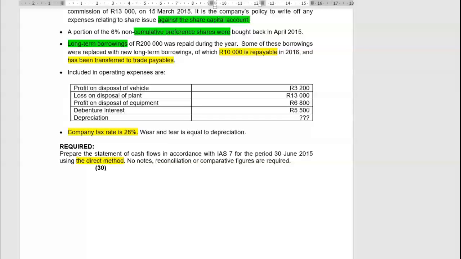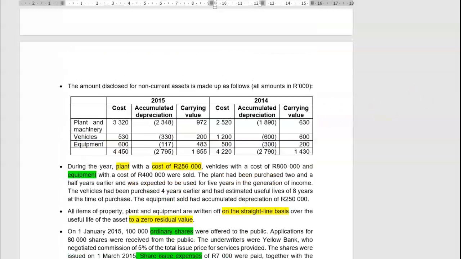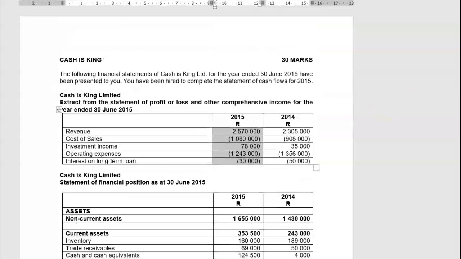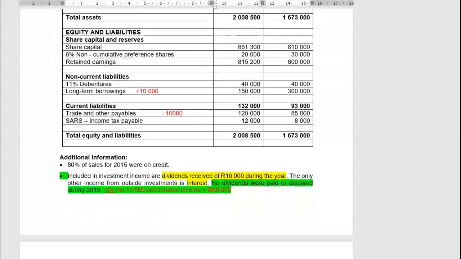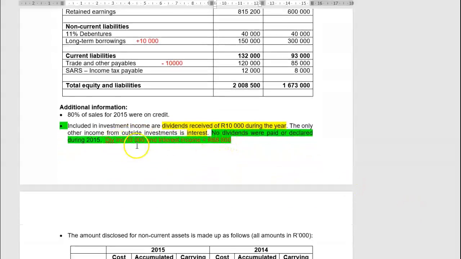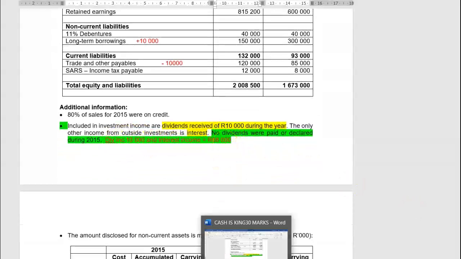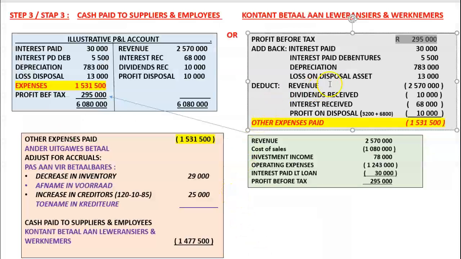Then we want to eliminate all separately disclosable items, which will then be the debenture interest of 5,500, depreciation we've dealt with already, and they had a long sing-song and dance here about dividend income and interest income. So that dividend income of 10,000 Rand and interest income of 68,000 Rand, that is also separately disclosable items, so we have to take that out. Dividends received 10,000, interest received 68,000.